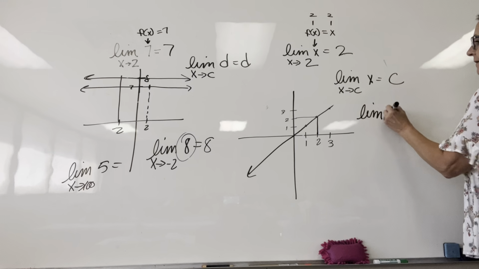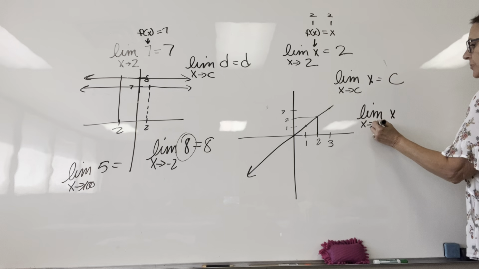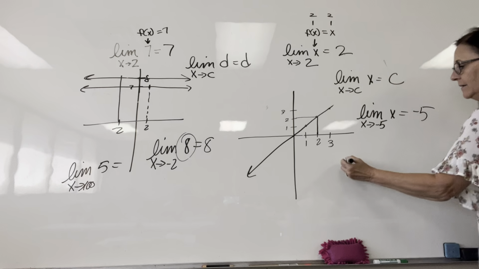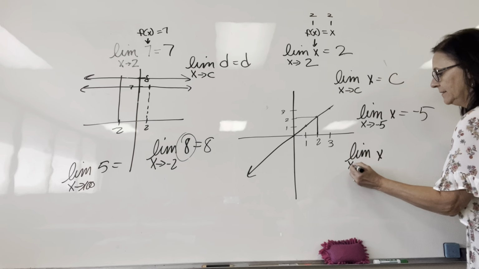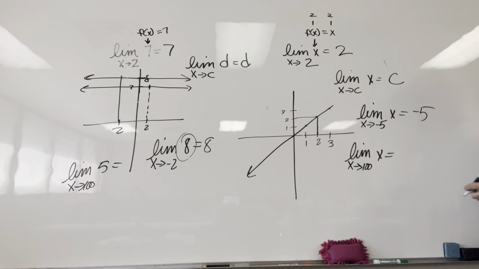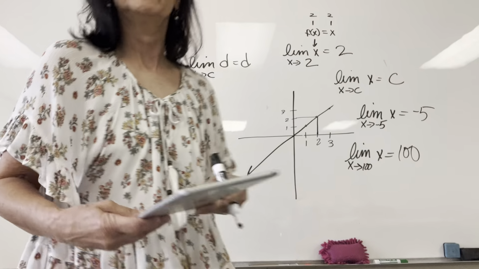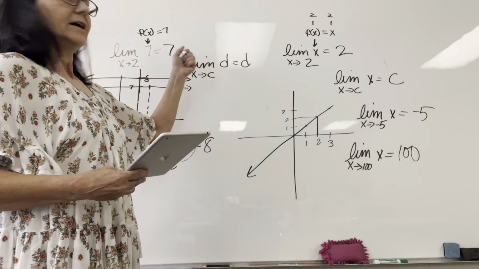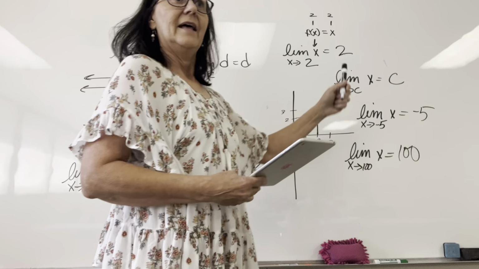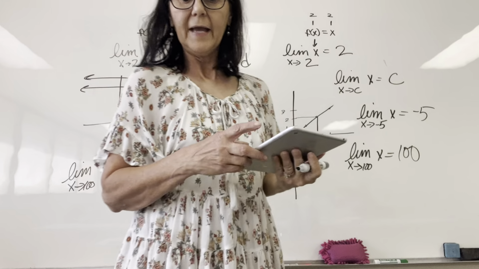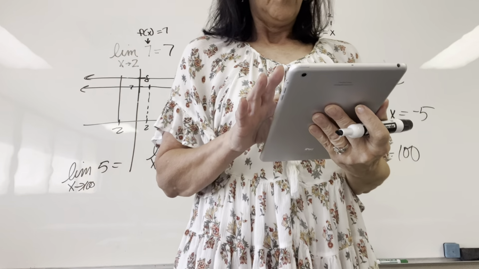So the limit of x as x approaches -5 is what? -5. That is correct. The limit of x as x approaches 100 is 100. Got it? Two properties. A constant is a constant. The identity is the c value. All right. Now look on page 919. Here are some other properties.